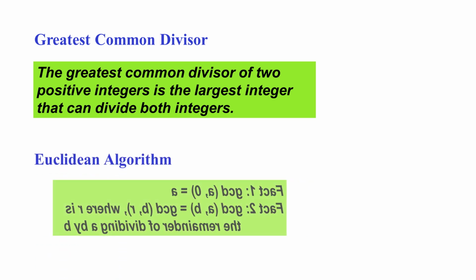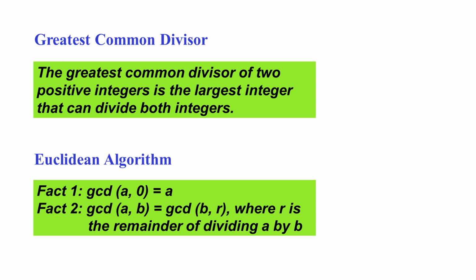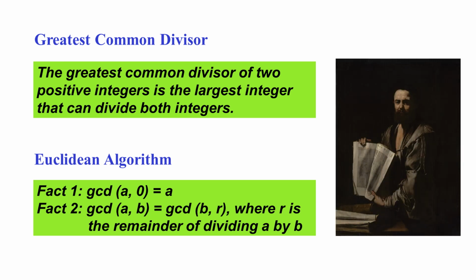Euclidean algorithm. Finding the greatest common divisor, GCD, of two positive integers by listing all common divisors is not practical when the two integers are large. Fortunately, more than 2,000 years ago a mathematician named Euclid developed an algorithm that can find the greatest common divisor of two positive integers.